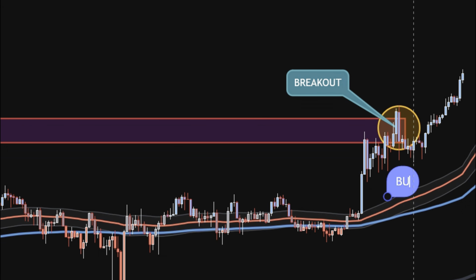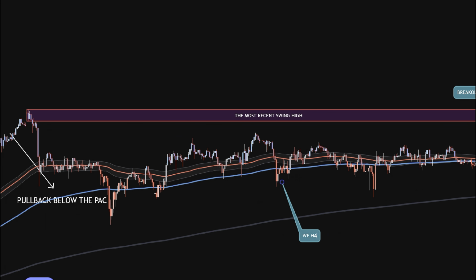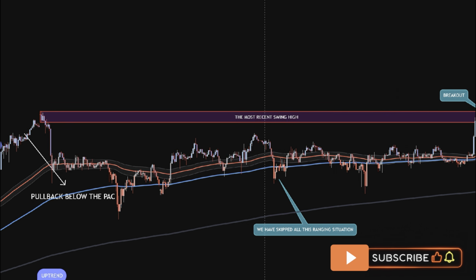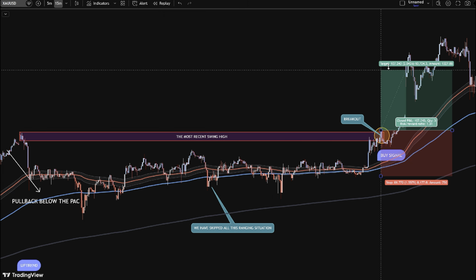This is the part everyone misses. The no trade zone. When price is inside the pack and chopping between the EMAs, we do nothing. That's where liquidity traps live. That's where market manipulation happens. That's where retail gets stopped out over and over again. Professionals don't trade that zone.